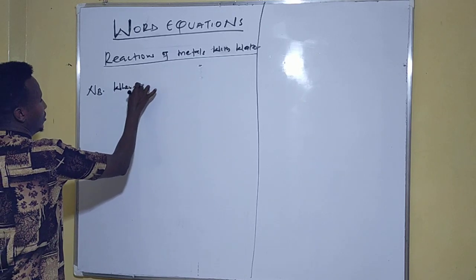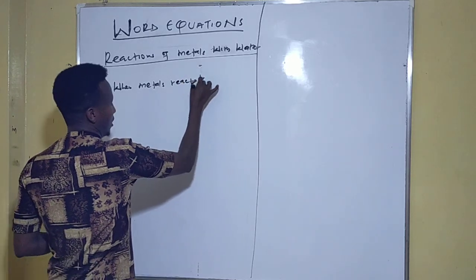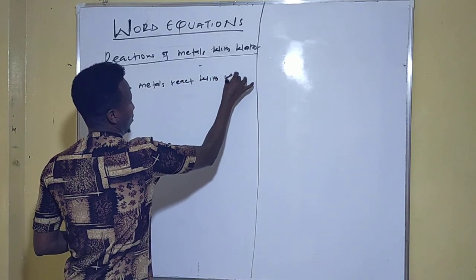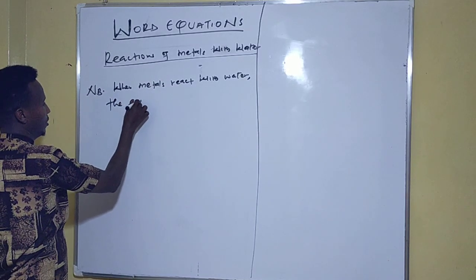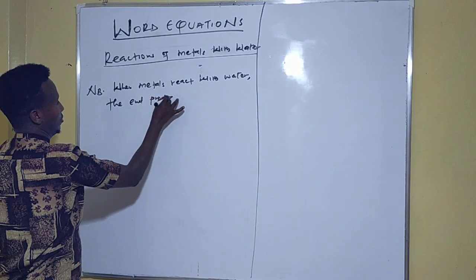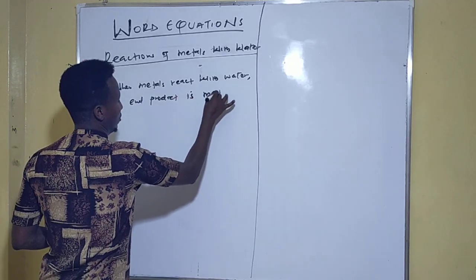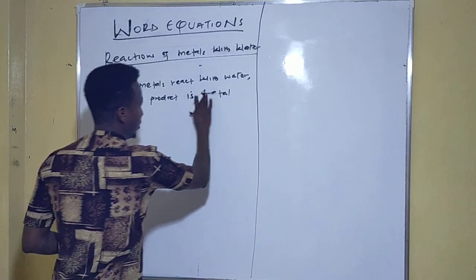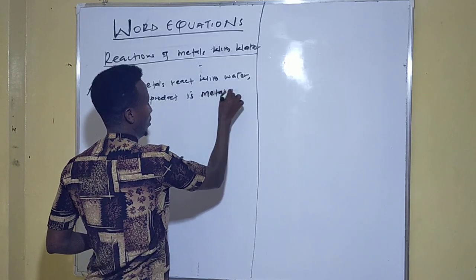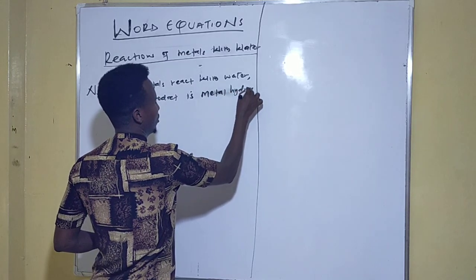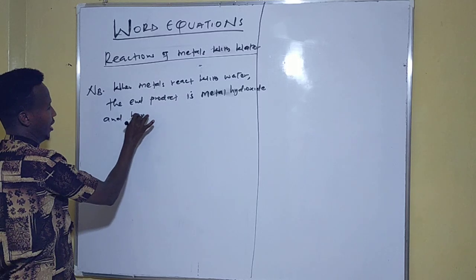When metals react with water, the end product is metal hydroxide and hydrogen gas.